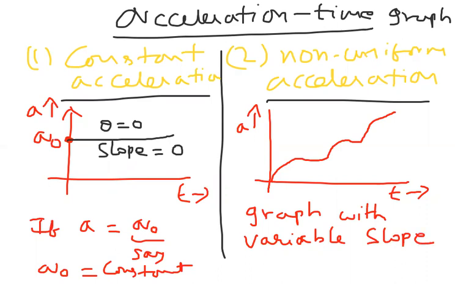Here we are taking the situation as a equal to 0 at t equal to 0, because we plotted the graph from the origin. Acceleration is 0 at t equal to 0, and every time the acceleration value changes from 0 to 1, 2, 3 like that. It's not a fixed value, it's changing. So we take it as a variable slope and plot the graph in this way. This is the graph for non-uniform acceleration and constant acceleration for acceleration time graphs.